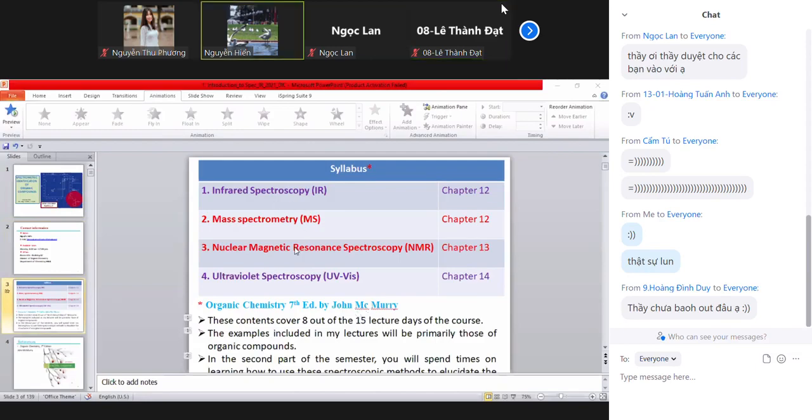Of our lectures, infrared and mass spectrometry. Okay, the very important and very interesting part is nuclear magnetic resonance. Nuclear magnetic resonance spectroscopy, NMR. This will be in chapter 13. It is a very strong tool that we can use to elucidate the structures of compounds.